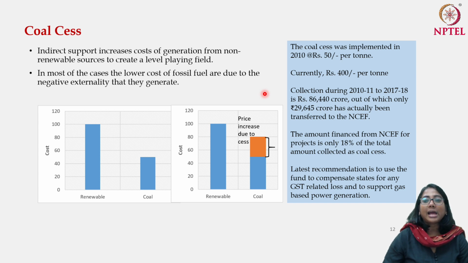86,440 crore, and out of which only less than 30,000 crore has actually been transferred to this National Clean Energy Fund. The amount financed from National Clean Energy Fund for the projects is only 18% of the total amount that is collected as a coal cess. Rest of the fund is actually somewhat idle or has not been used for the proper purpose.